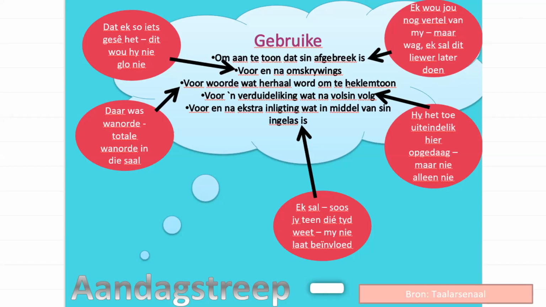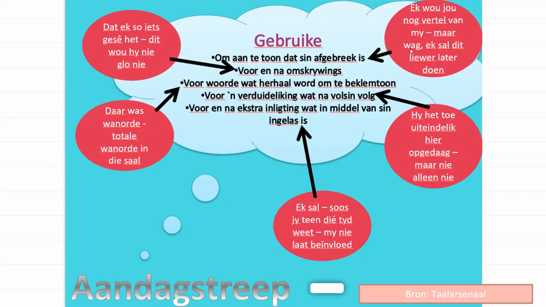Voor woorde wat herhaal word om te beklemtoon, daar was wanorde, totale wanorde in die saal. So voor woorde wat herhaal word om te beklemtoon. So look here, daar was wanorde, there was chaos, and then the dash, total chaos in the hall. You'll see there, so emphasis the word chaos there. Then verduideliking wat na 'n volsin volg. Hy het toe uiteindelik hier opgedaag, maar nie alleen nie. So also a bit of extra information there. And then voor en na extra inligting wat in die middel van 'n sin ingelas word. Extra information in the sentence as well.